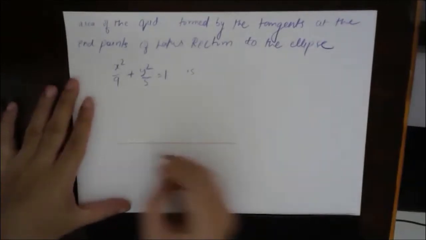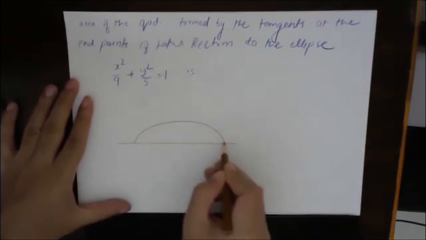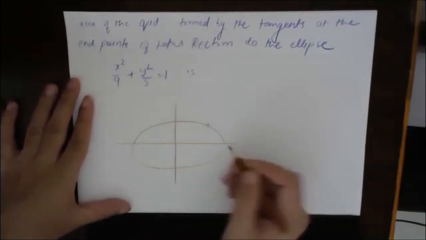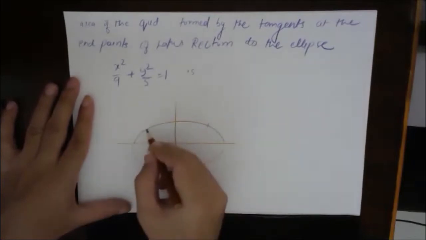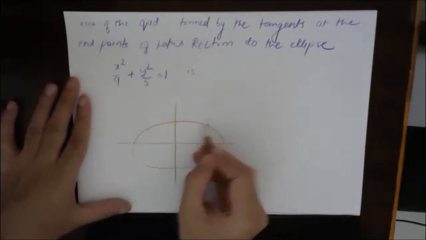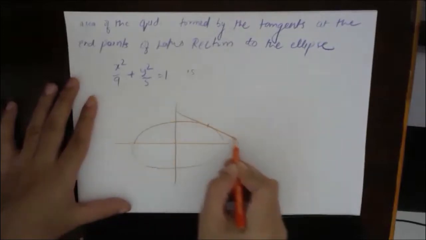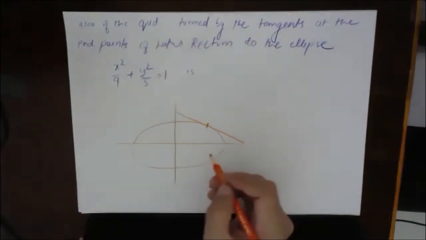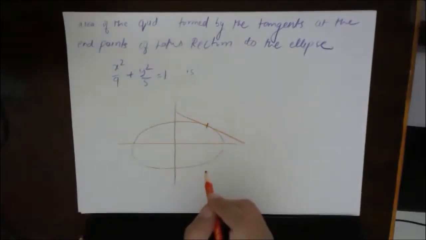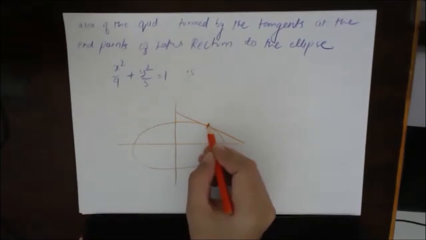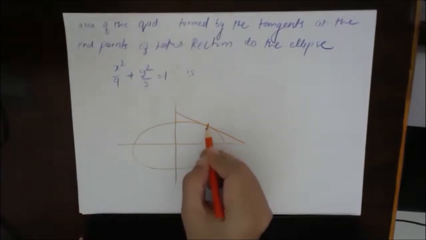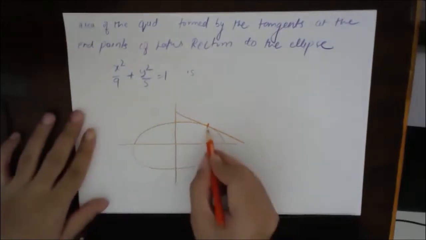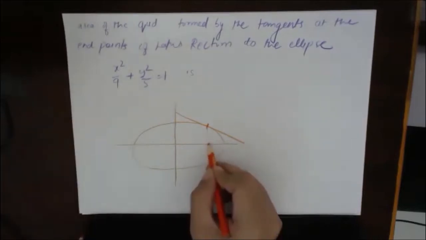So basically, an ellipse is given and at the end point of the latus rectum, so this will be one of the latus rectum and this is one of the latus rectum, right? So at the end point of the latus rectum, they have drawn a tangent, right? Through this point you have drawn a tangent. Now the first thing is that we have to find this point. Now this latus rectum will be passing through the focus.